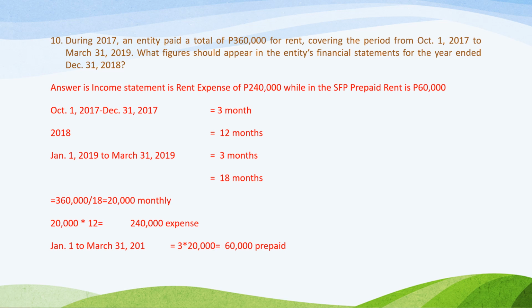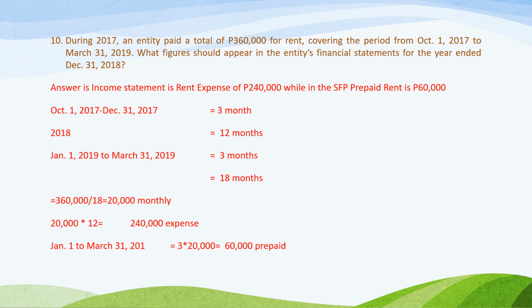Analyzing it as follows. October 1 to December 31, that is 3 months. For the whole year of 2018, that's 12 months. For 2019, that's January 1 to March 31, that is 3 months. So add 3 plus 12 plus 3, that's 18 months total. So 360,000 divided by 18 is equal to 20,000 a month.